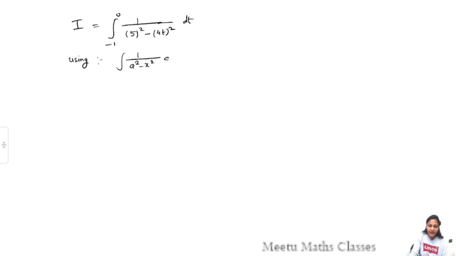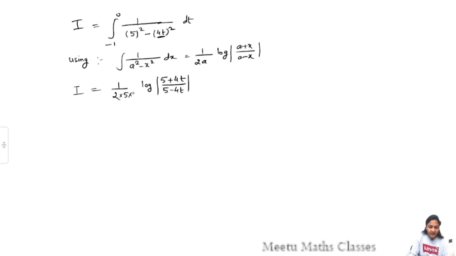Now this can be written as minus 1 to 0, 25 can be written as 5 square, and 16 t square can be written as 4t whole square dt. Now we can use the formula for integral 1 upon a square minus x square dx, that is 1 upon 2a log of a plus x upon a minus x. So our I will be 1 upon 2a, a is 5, log of 5 plus 4t upon 5 minus 4t. Since 4t is linear in t, we can divide by its derivative. Now substitute the limits, that is minus 1 to 0.